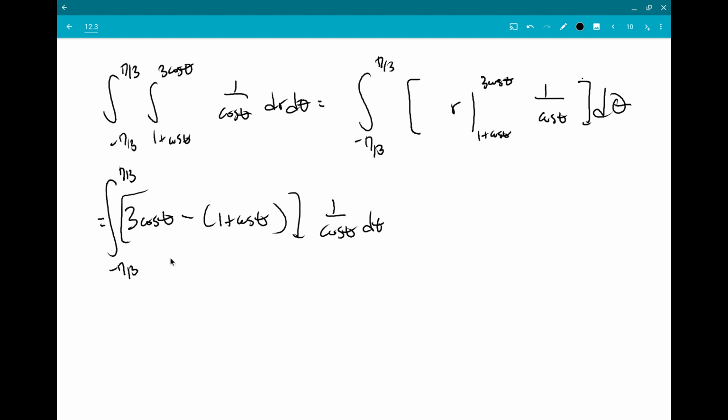This is 3 minus 1, so 2 cosine theta minus 1, over cosine theta d theta. Yeah, I'm not doing that.